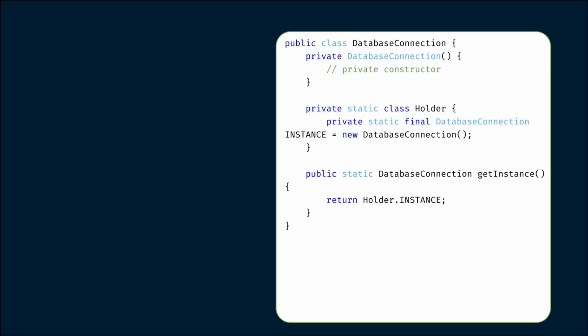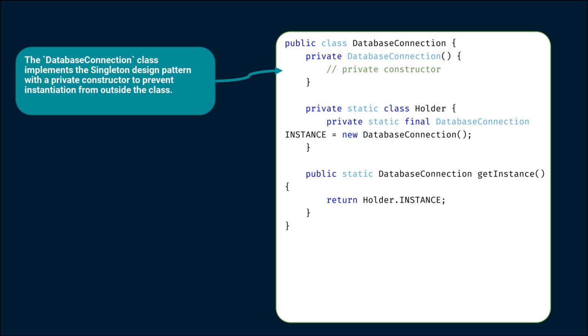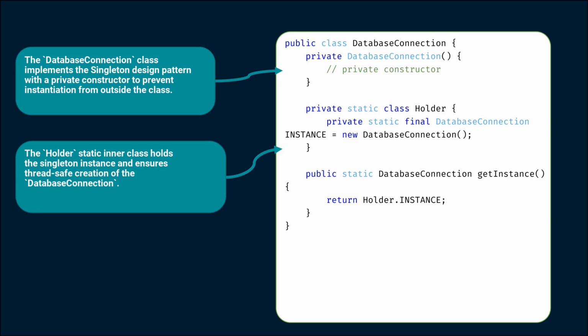Now let's implement the initialization on-demand holder idiom for our singleton pattern. In this design, we start with a private constructor for the database connection class, which prevents external instantiation and enforces the singleton principle. Next, we create a static nested class named holder. This holder class contains a static final instance of database connection, ensuring that the instance is created only when it's first accessed. By leveraging the class loader's mechanism, this approach guarantees that the instance will be initialized only when the getInstance method is called for the first time. This lazy initialization is both efficient and thread-safe without the complexity of explicit synchronization.